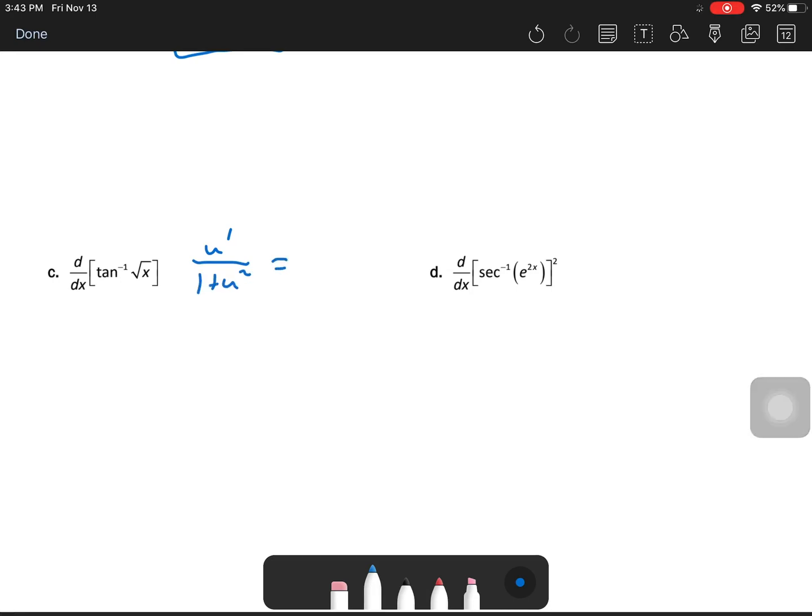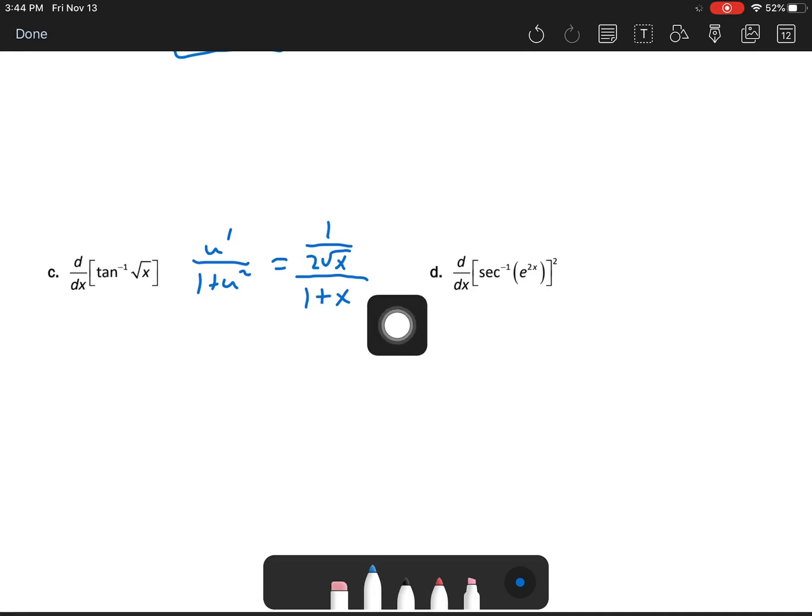And so that's going to be, now the derivative of, if you recall, the derivative of square root of x, you have to call it x to the 1/2, so we'd have 1/2 x to the negative 1/2, which when we simplify that would be 1 over 2 root x, and then I'd have over 1 plus square root of x squared, which just ends up being 1 plus x. So we probably want to clean that up just a bit.